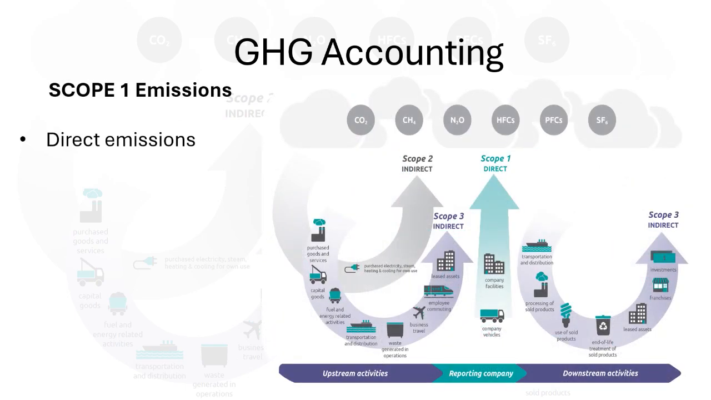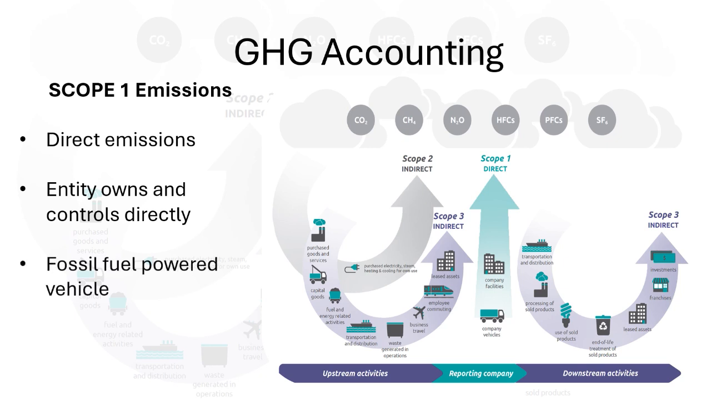Scope 1 refers to the sources of emissions that an organization or reporting entity owns and controls directly. For example, burning fuel in a fossil fuel powered vehicle owned by the company. Another example is when a company uses a generator on a construction site to produce electricity on a temporary basis during the construction process, etc.